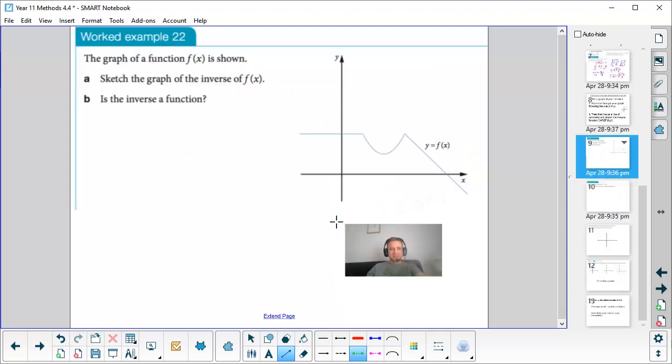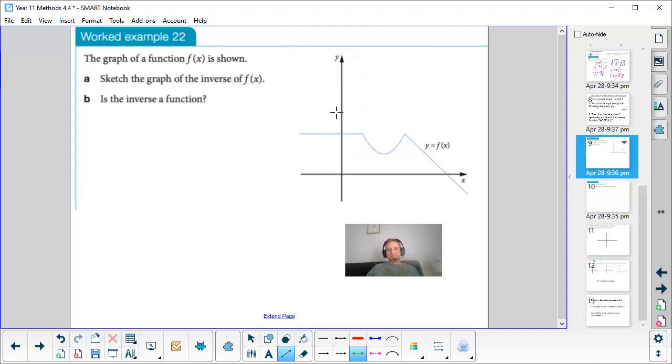All right, so what we've got on the screen here is a pretty funky looking graph. We've been asked to do two things with this function, f of x. They want us to sketch the graph of the inverse. So we're going to have a go at sketching that in a minute. And then they want us to answer the question, is the inverse a function? I think with what you've been taught so far this lesson, it's really worth knowing what you're getting into before you start. So you really should be able to answer question B before you sketch the function.